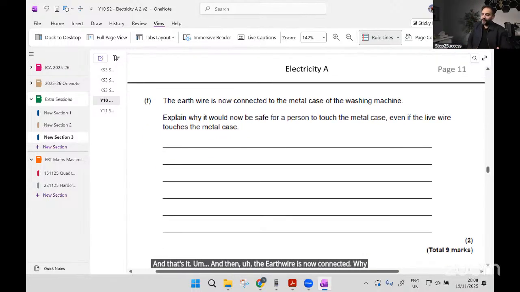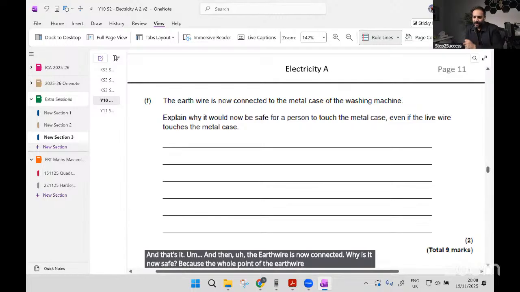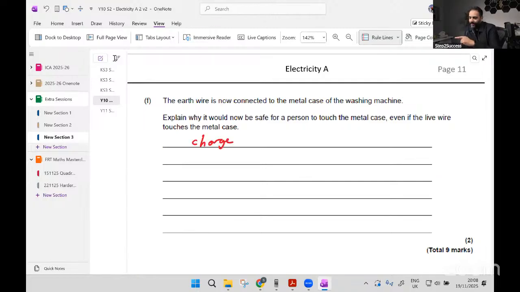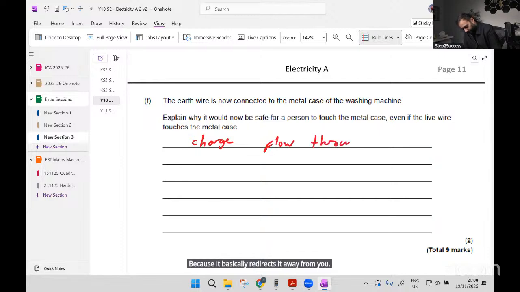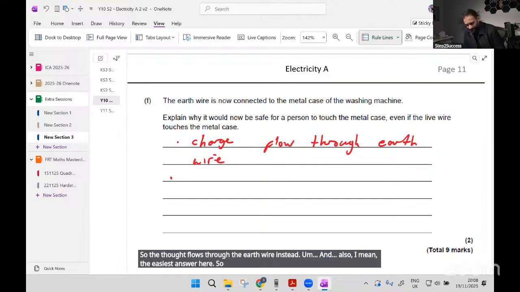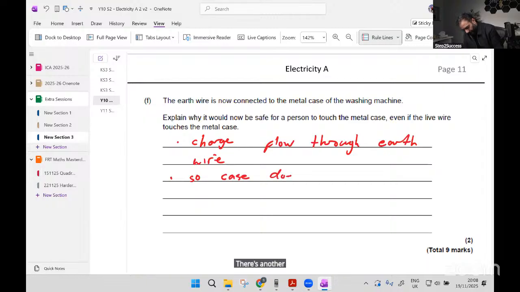Why is it now safe? Because the whole point of the earth wire is that the charge or the current flows through the earth wire instead of the person, because it basically redirects it away from you. So the charge flows through the earth wire instead. And also, the easiest answer here: the metal case does not become live. There's another thing you could say, but I'm not going to say that.